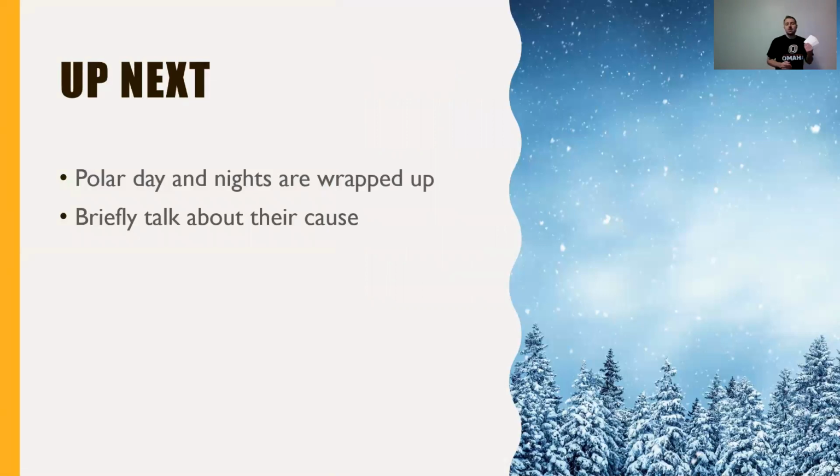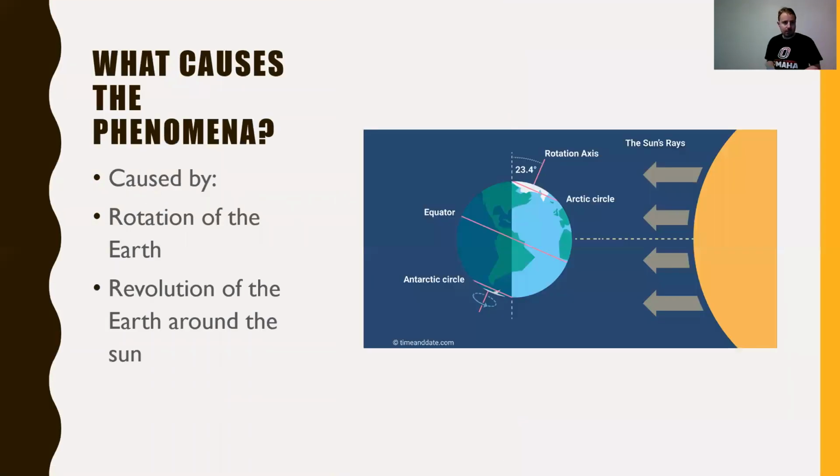Up next, I want to talk about what the polar nights are caused by. The polar nights are basically caused by the rotation of the Earth on its axis, and also by its revolving around the sun. I have a diagram here that tells you a little bit about it. Just imagine the picture was bigger and the Earth could go all the way around the sun. That would basically be the cycle for you.